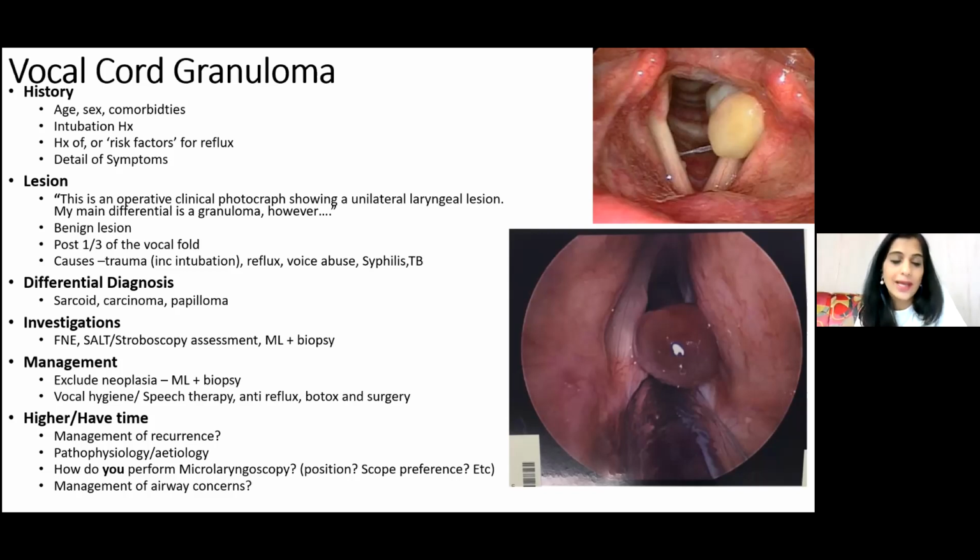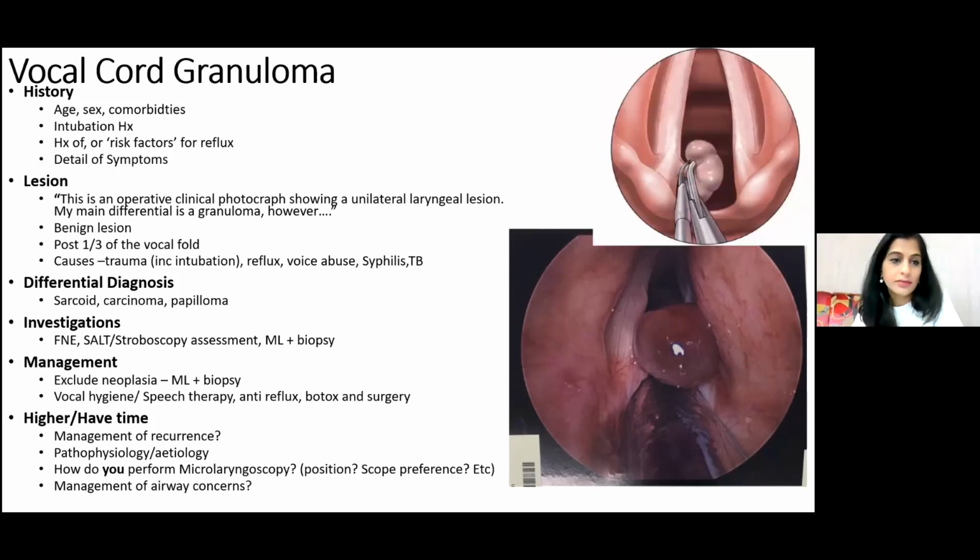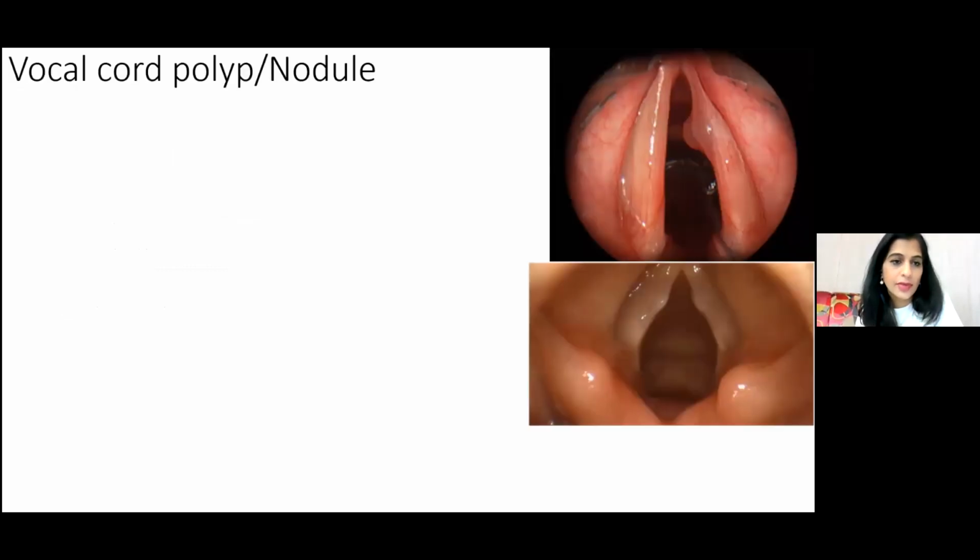I think what's more likely, and this is for most of the laryngeal things, is that they will talk to you about how you perform microlaryngoscopy. That will include things like what's your technique for positioning the patient, do you have a preference of what laryngoscope you use, and which laryngoscopes you use for different types of access and views. For a large lesion like this, they could take it down the route of airway compromise and airway issues, and how you would manage that. This is just a picture of somebody doing a cold steel excision of granuloma.